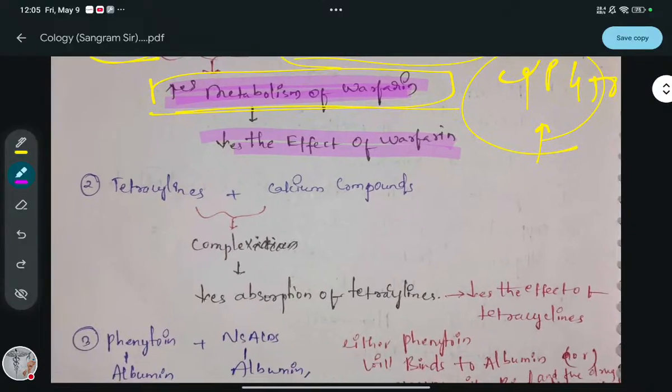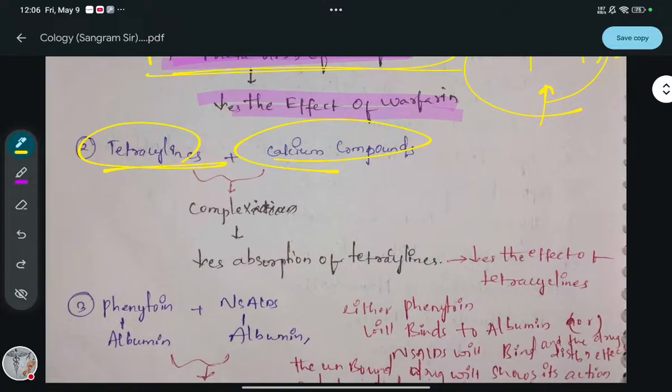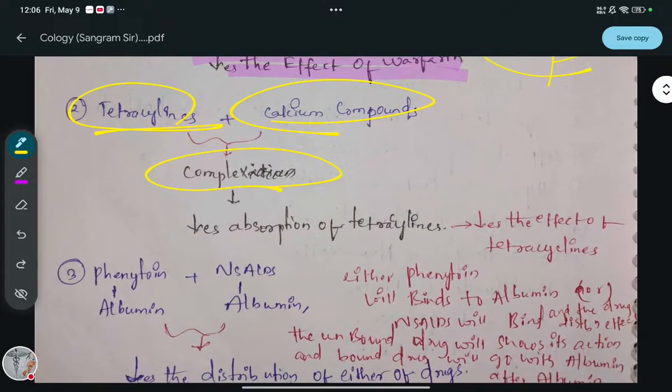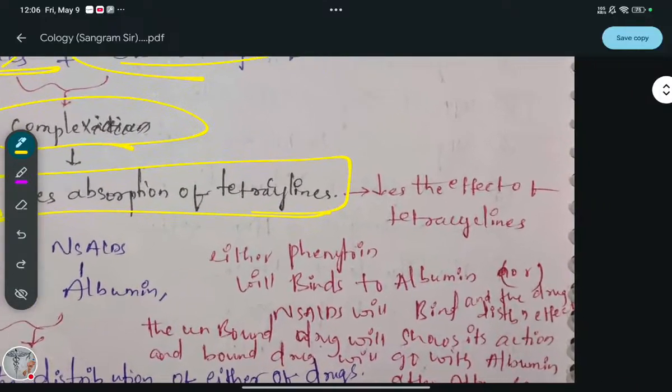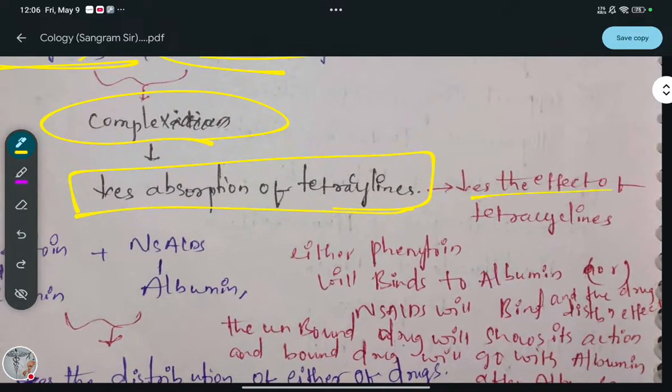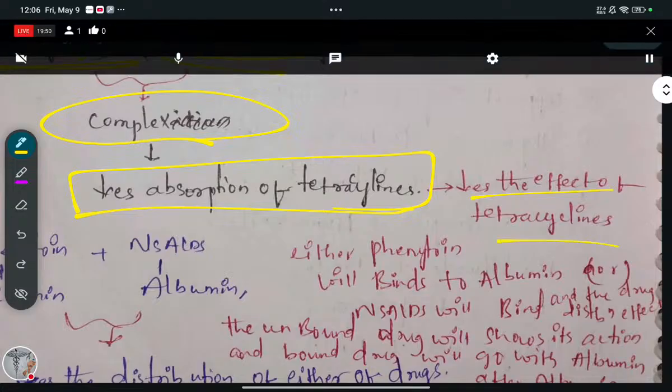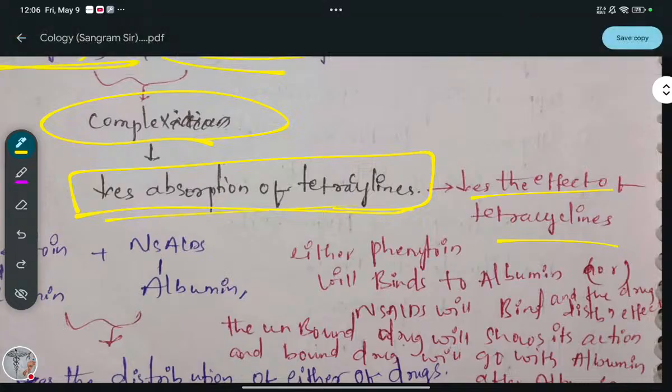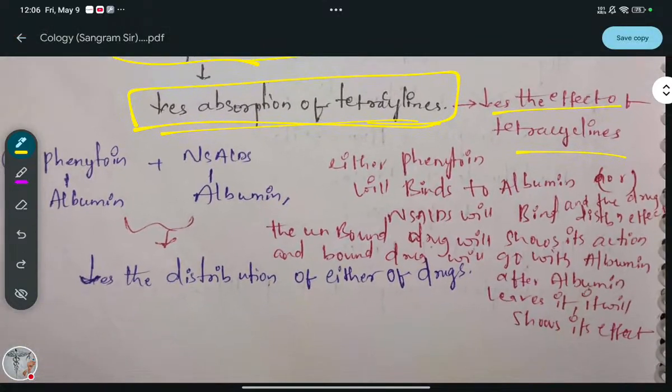Okay. Next, if you take tetracycline along with the calcium compound, what will happen? Chelation will take place. Ultimately, what will happen? Decrease in the absorption of the tetracycline, and when the absorption of the tetracycline decreases, the effect of the tetracycline will also decrease.